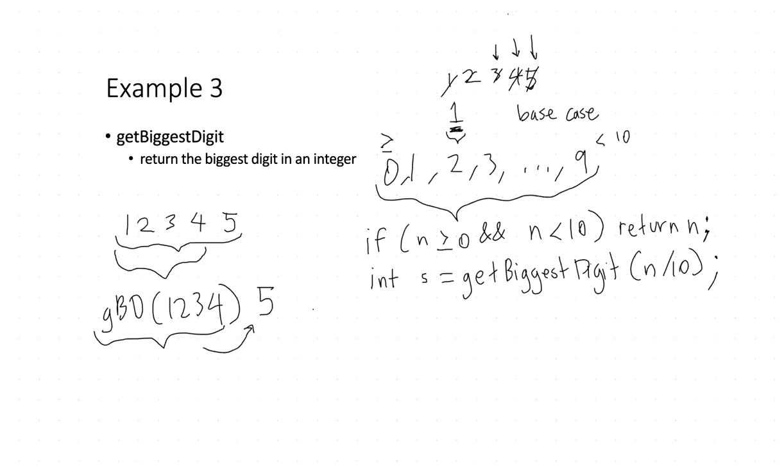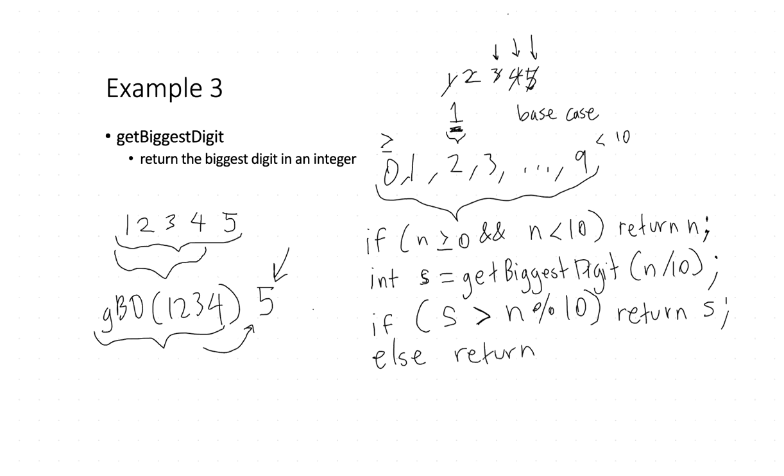So after we get it, now we can make the comparison. If S is greater than n mod 10 (n mod 10 is the 5 that you left out in this step), then we want to return S. Otherwise, we're returning n mod 10. Yeah, so this would be the solution to this recursive problem.